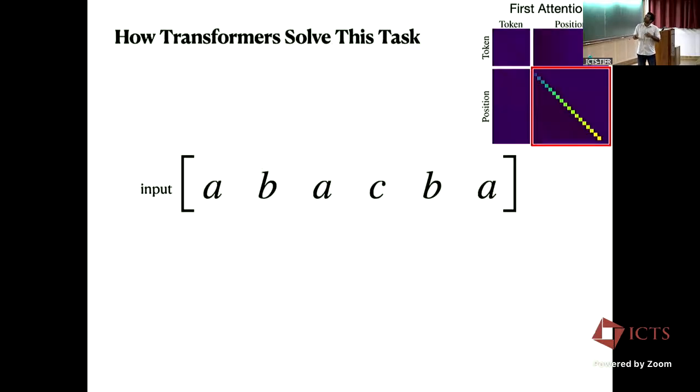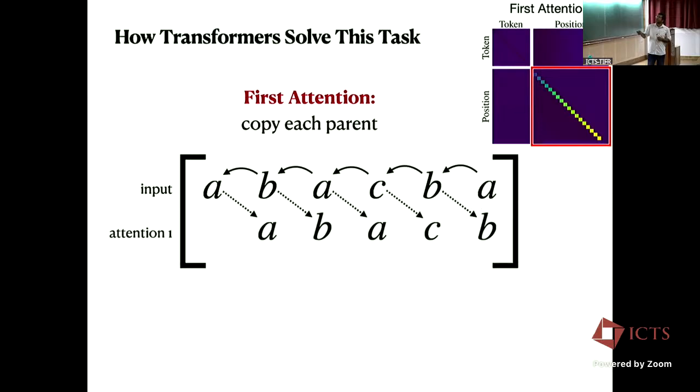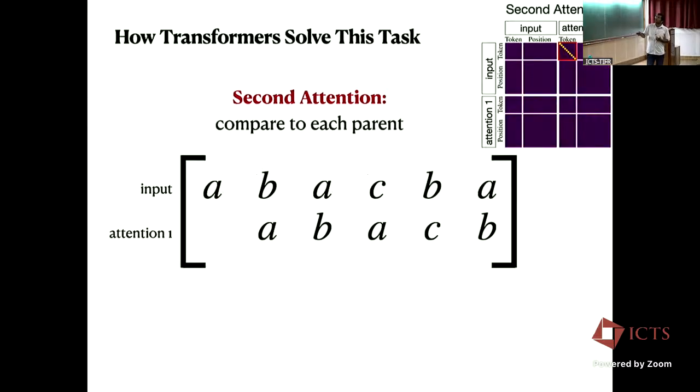More concretely, if you take a sample sequence, let's take a look at how this happens. Let's say your input sequence is the following: A, B, A, C, B, A. What the first attention layer does is copy each parent. What does it mean? For each of the symbols, these were the parents, correct? So the first attention copies them. That's the task for the first attention.